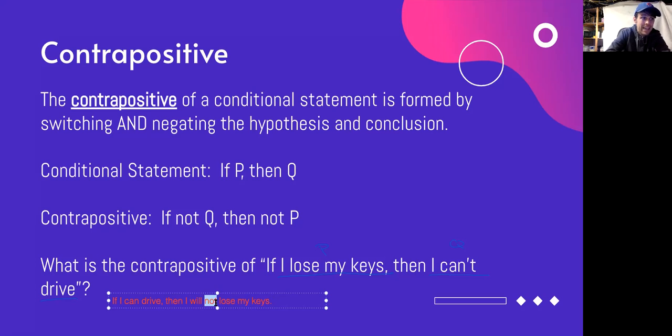Either way, I'm negating it. I'm trying to make it say its opposite. So the opposite of I can't drive, I can drive. The opposite of if I lose my keys, then I will not lose my keys, not lose. So the opposite. All right, and that's our contrapositive.